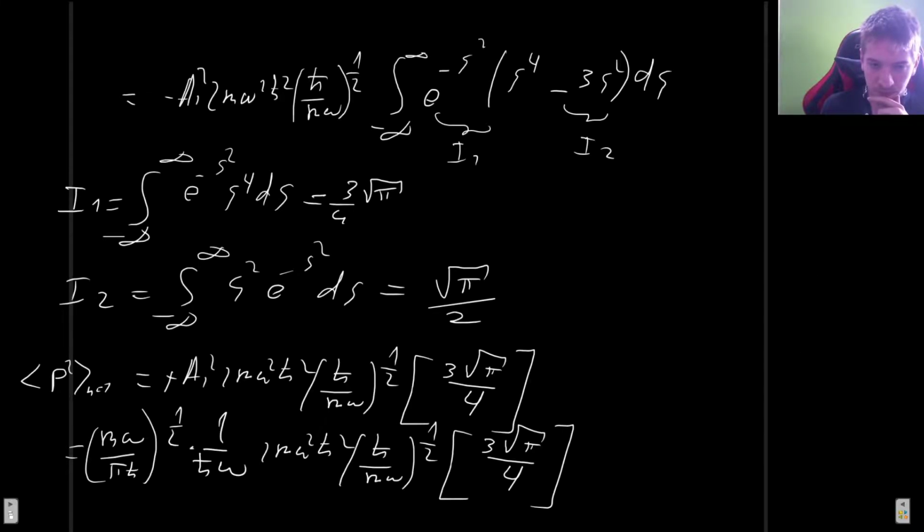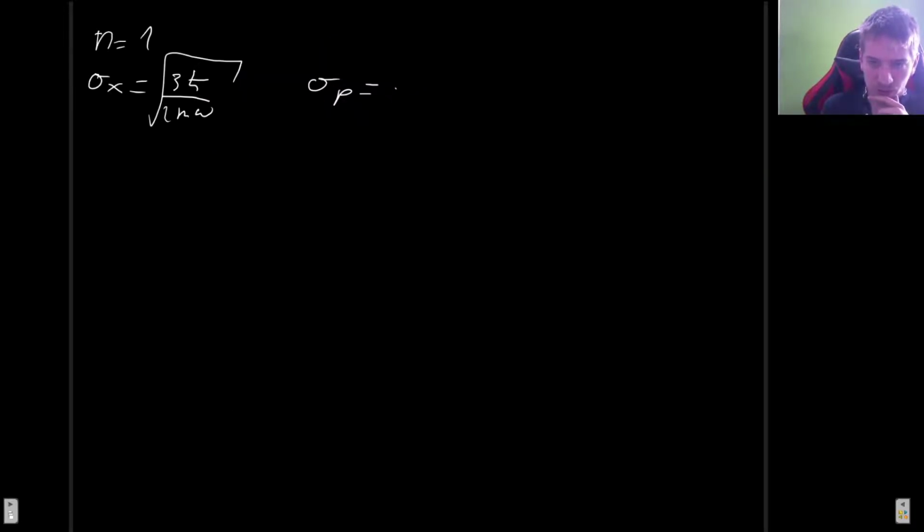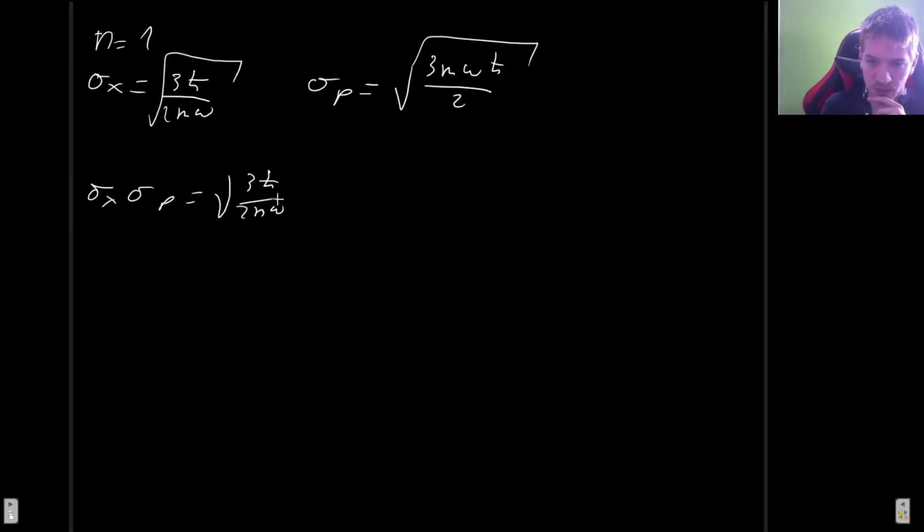And sigma p, going back to the result we found recently. Where is our result again? There it is. It's just 3m omega h bar divided by 2. So the square root of 3m omega h bar divided by 2. So let us now multiply this. We get sigma x times sigma p is going to be the square root of 3h bar over 2m omega, times the square root of 3m omega h bar divided by 2.